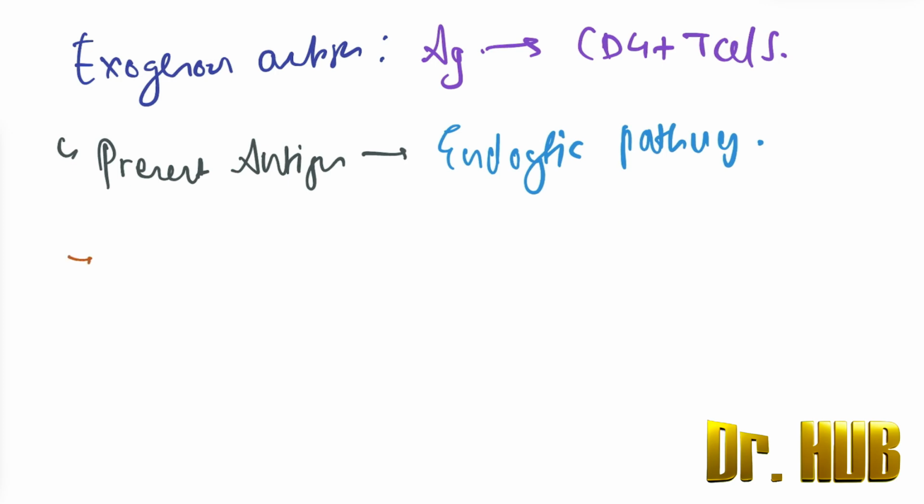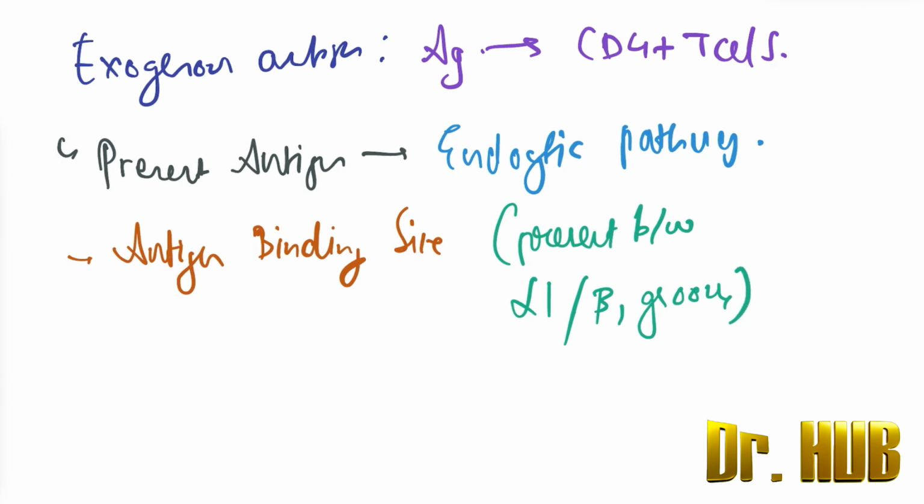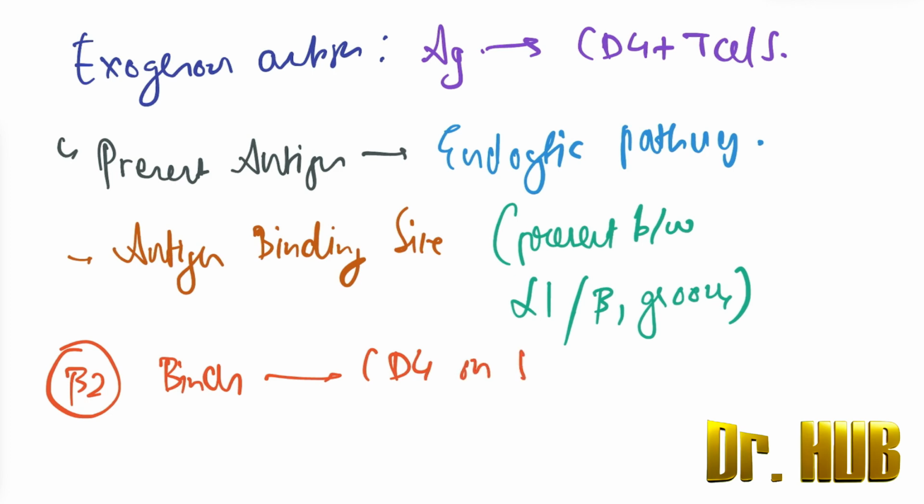Then comes the antigen binding site. The antigen binding site is present between the alpha 1 as well as the beta 1 groove, and there is beta 2. This beta 2 binds to the CD4, and this is on the helper T cells.